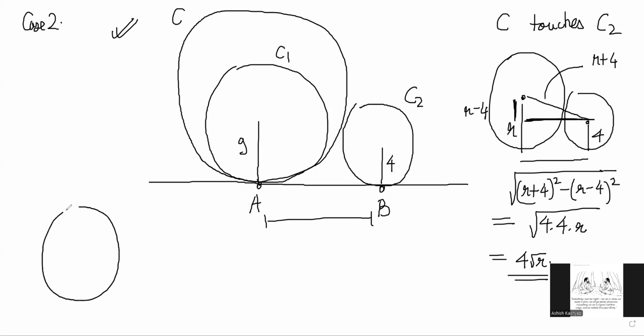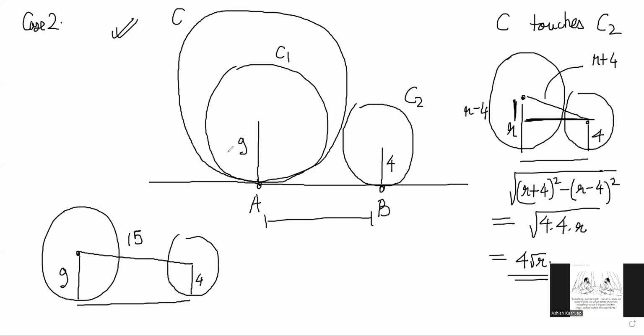They are not touching each other, by the way. But the question had already told us that the distance between their centers was 15. This distance was given as 15. So what I can do is basically find the AB in a different way. It's the same point A and B, but now I'm not using tangency.